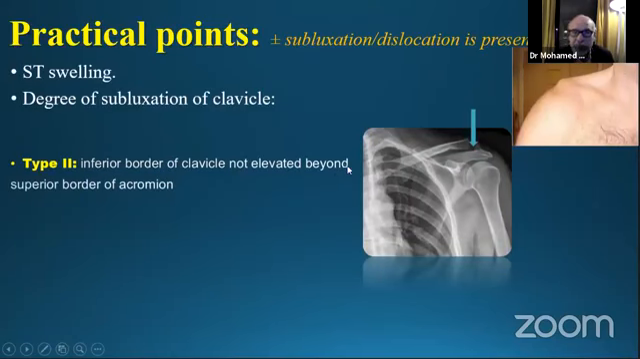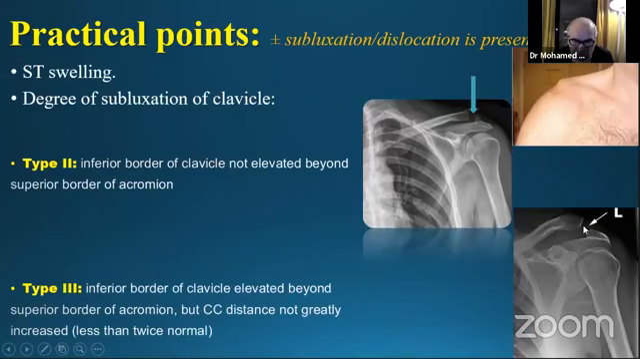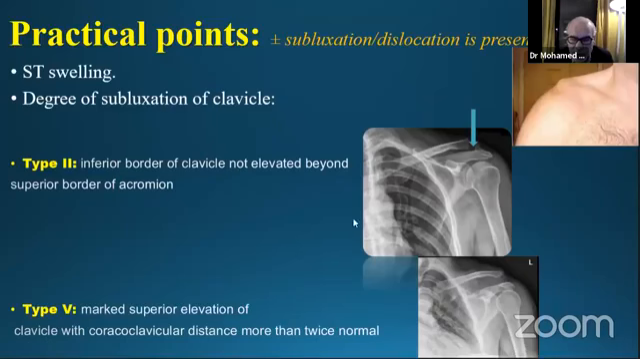From the practical point of view, we all know that in acromioclavicular joint injury, subluxation or dislocation is present. But in addition to that, there is soft tissue swelling, particularly in type 1 and type 2, where only the swelling is present. We should calculate the degree of subluxation of the clavicle, meaning in type 2, the inferior border of the clavicle is not elevated beyond the superior border of the acromion. This can detect type 2. In type 3, the inferior border of the clavicle is elevated beyond the superior border of the acromion. In type 4, there is marked superior elevation of the clavicle with the coracoclavicular distance more than twice the normal. These are practical points that can detect the amount of subluxation and dislocation of the AC joint.